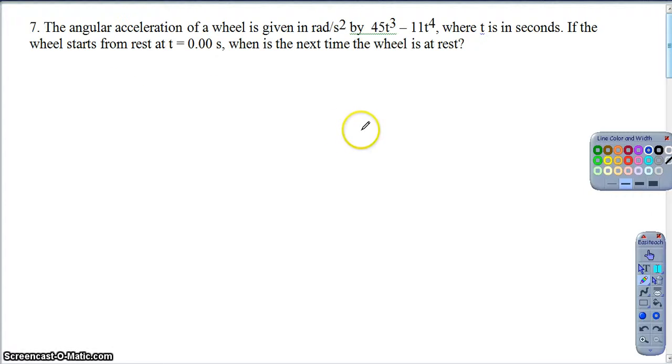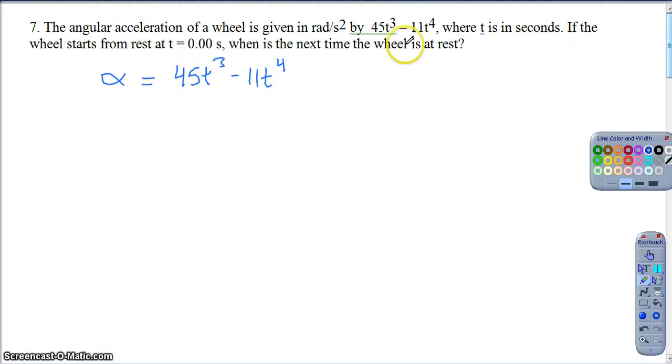Okay, so for part 2 of homework 7-1 here, we'll pick up with question 7. Question 6 in the previous part gave us a function for the angular velocity. This one gives us a function for the angular acceleration in terms of time. So they give us 45t squared, or t to the third, excuse me, and then minus 11t to the fourth. I wish it was t squared. That would make it a little easier to integrate, but we'll see that here in just a second.